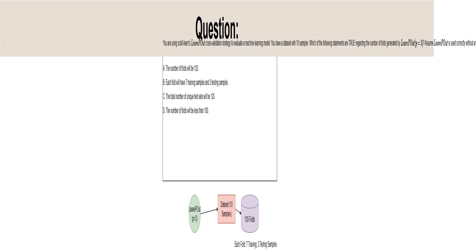I'm asking you about LeavePOut cross-validation. We have a dataset with 10 samples, and we're using P equals 3. This means we're leaving out 3 samples for testing in each fold. Let's see what you understand about the number of folds this creates.